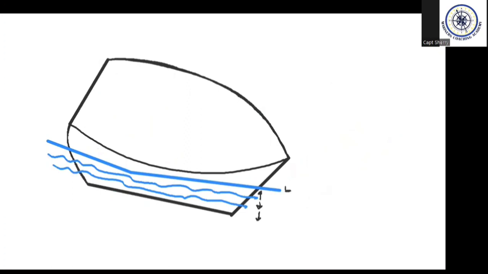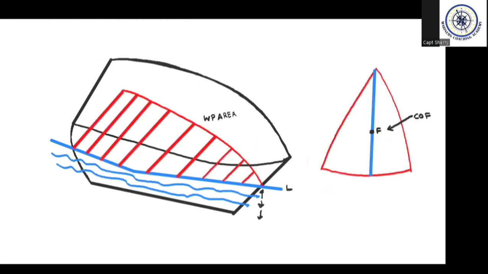If I want to derive the water plane area of this ship, it is very, very easy. You've guessed it right. It is going to be this one. Understood or not? Now once I take the geometric center of this water plane area, that will be my center of flotation. That will be my center of flotation.